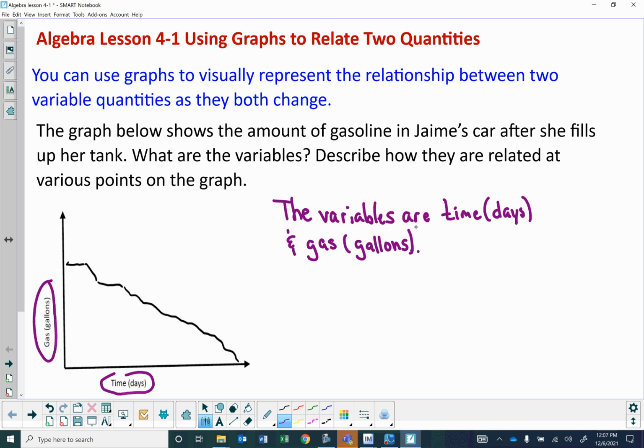Now, obviously, the gas is dependent upon the time. The more you drive your car, the more days you drive, the less gas you will have. Okay, which basically is how we could describe how these two variables are related. We could say that the amount of gas decreases each time Jamie drives somewhere.